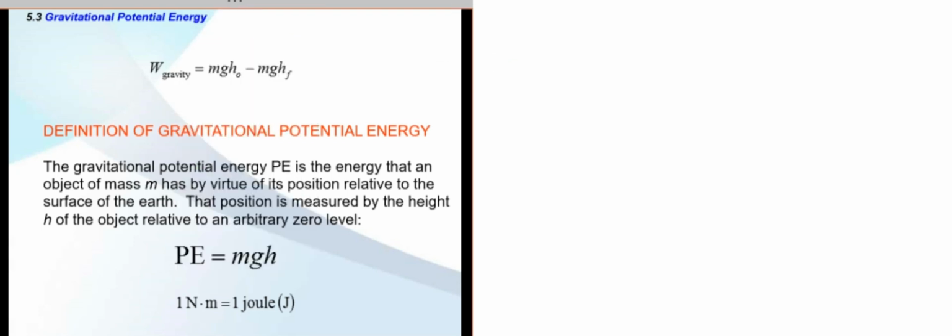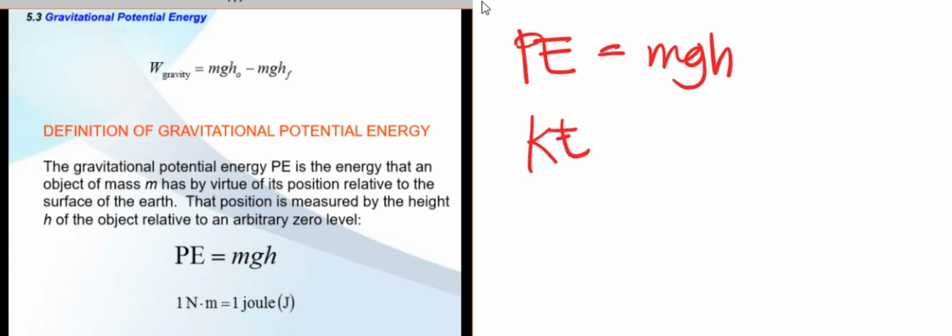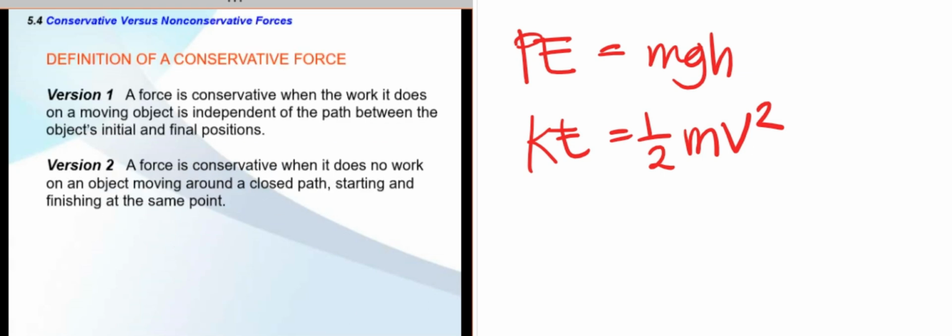So this is now our equation for potential energy. That potential energy is equal to mgh, mass times gravity times height. Our kinetic energy from our previous discussion is 1/2 mass v squared, velocity squared. So this is potential energy and kinetic energy. Now let us talk about conservative and non-conservative force. So what is a conservative force and a non-conservative force?